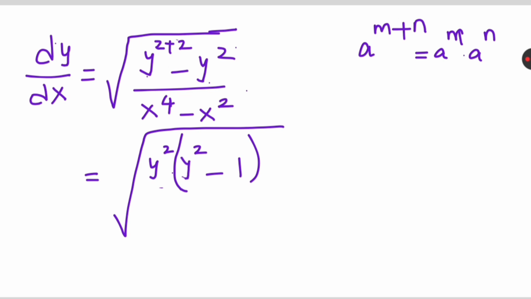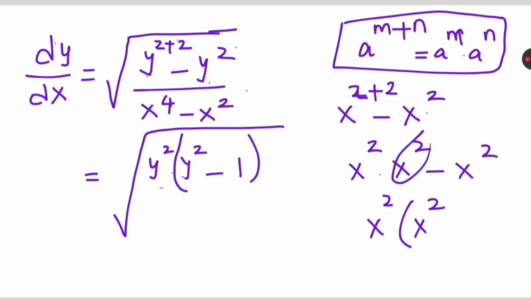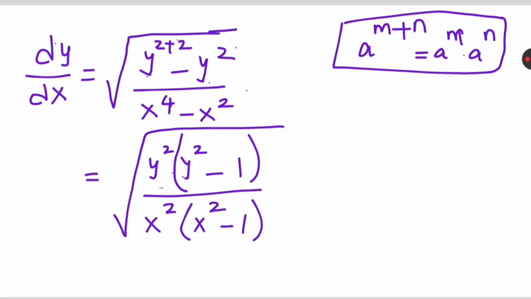Same like that we do for the denominator also. In the denominator we have x raised to the power of 4 minus x raised to the power of 2. Here x raised to the power of 4 we can write in terms of 2 plus 2. We can write x raised to the power of 2 plus 2 as x raised to the power of 2 times x raised to the power of 2, and still we have minus x raised to the power of 2. So here x raised to the power of 2, take it as common. Then you will be left with x raised to the power of 2 minus 1. So the denominator also turns into x raised to the power of 2 times (x raised to the power of 2 minus 1).